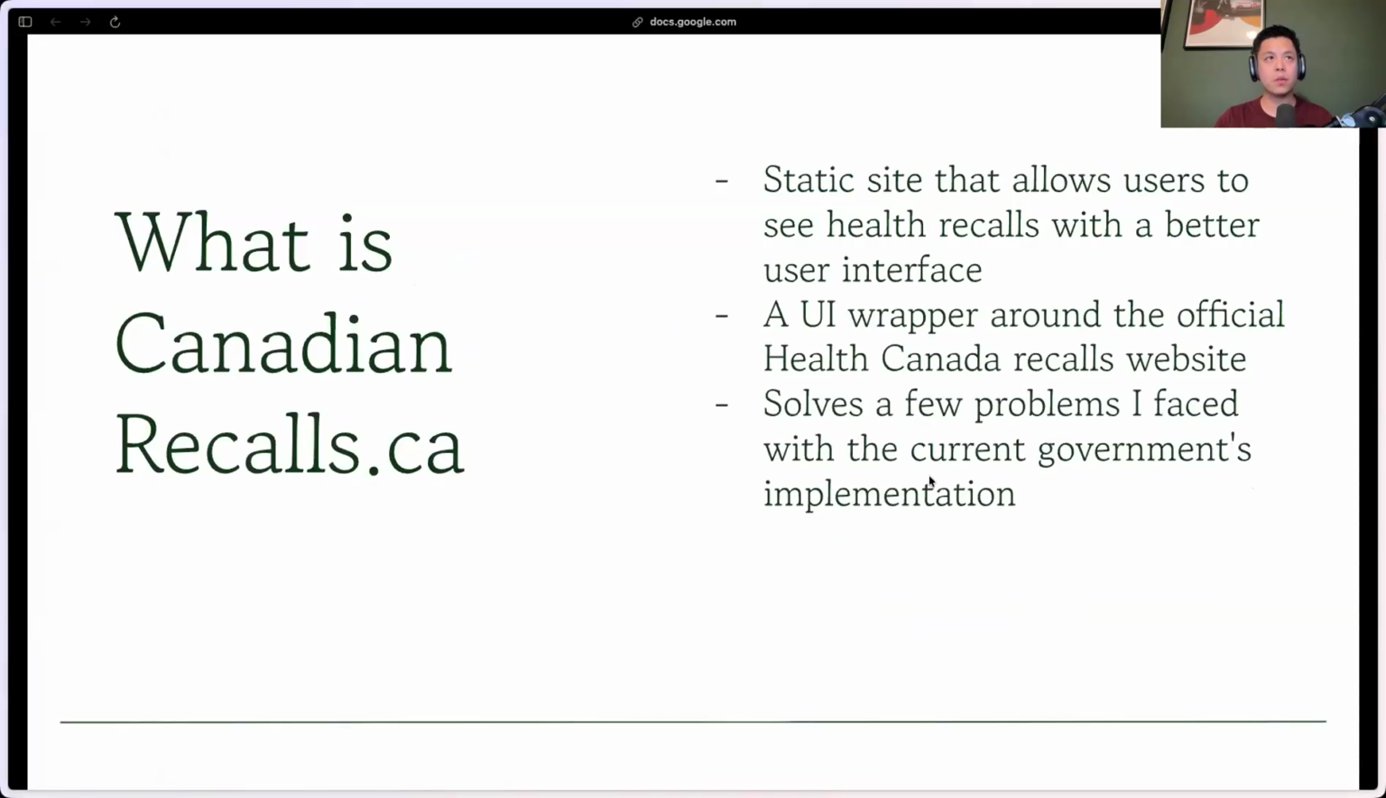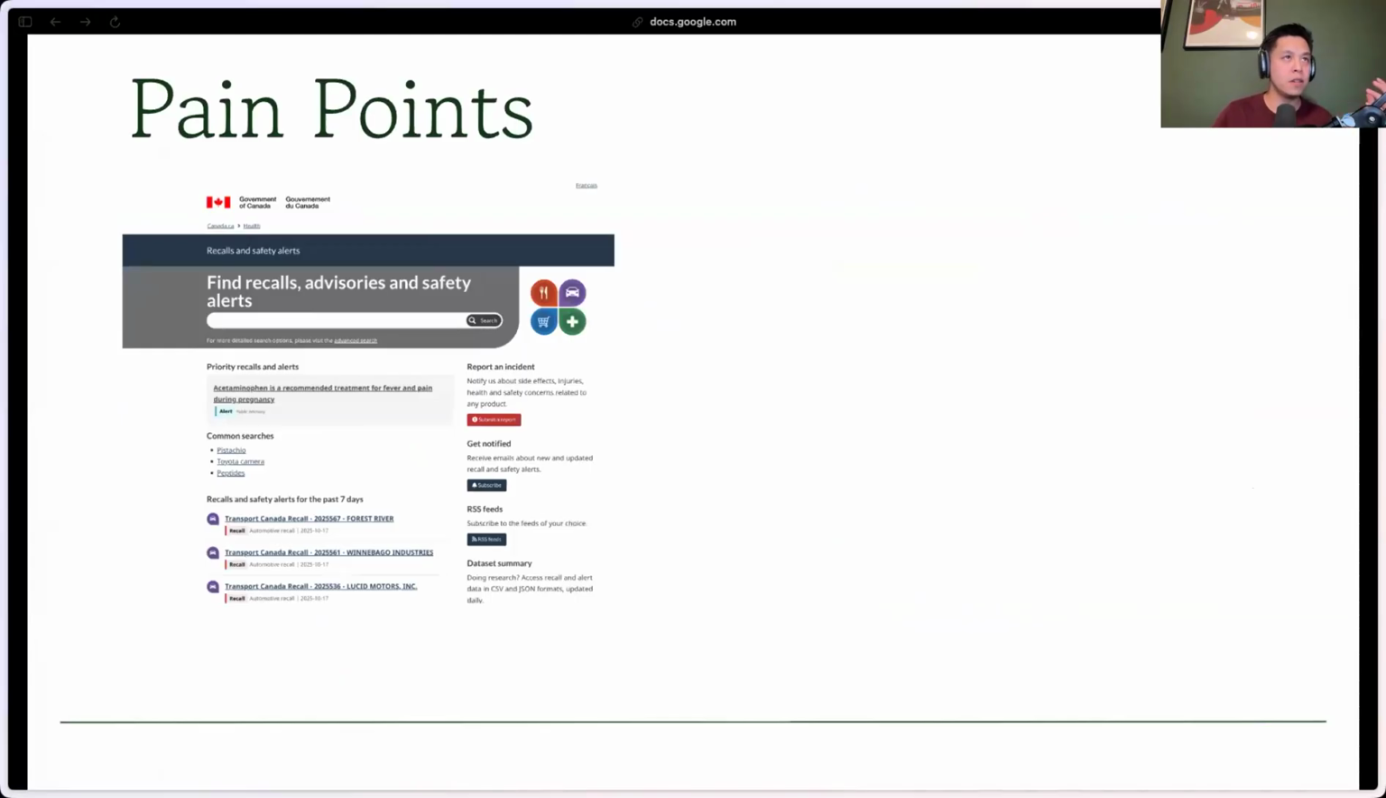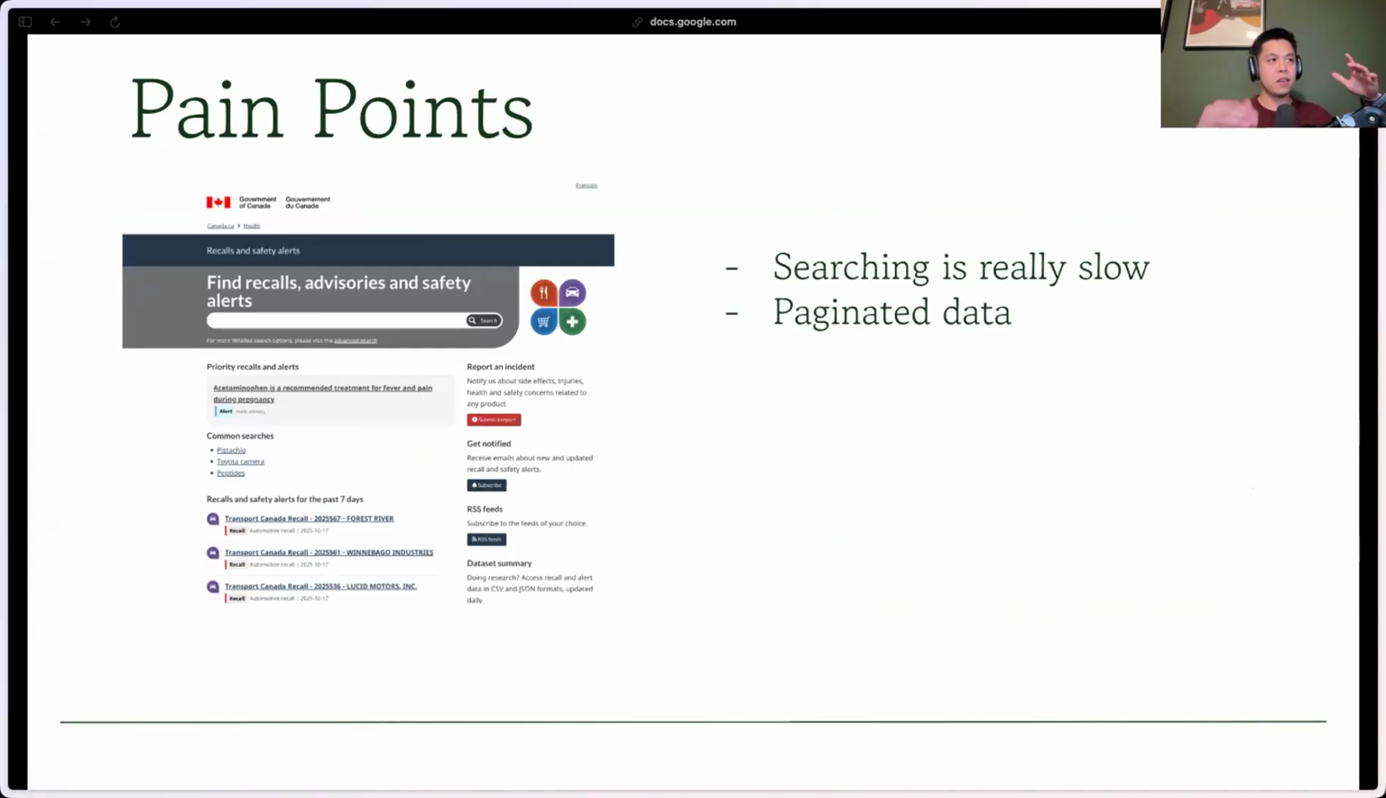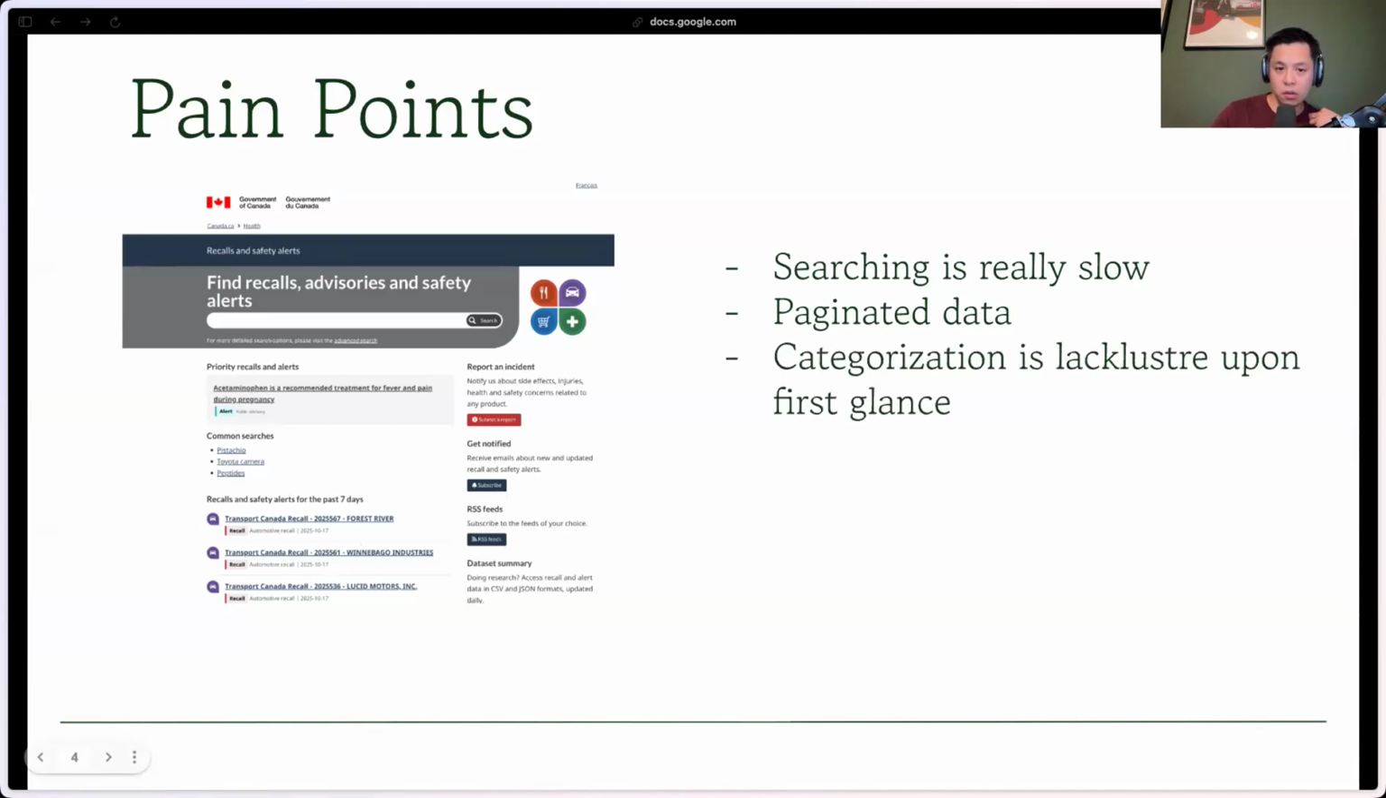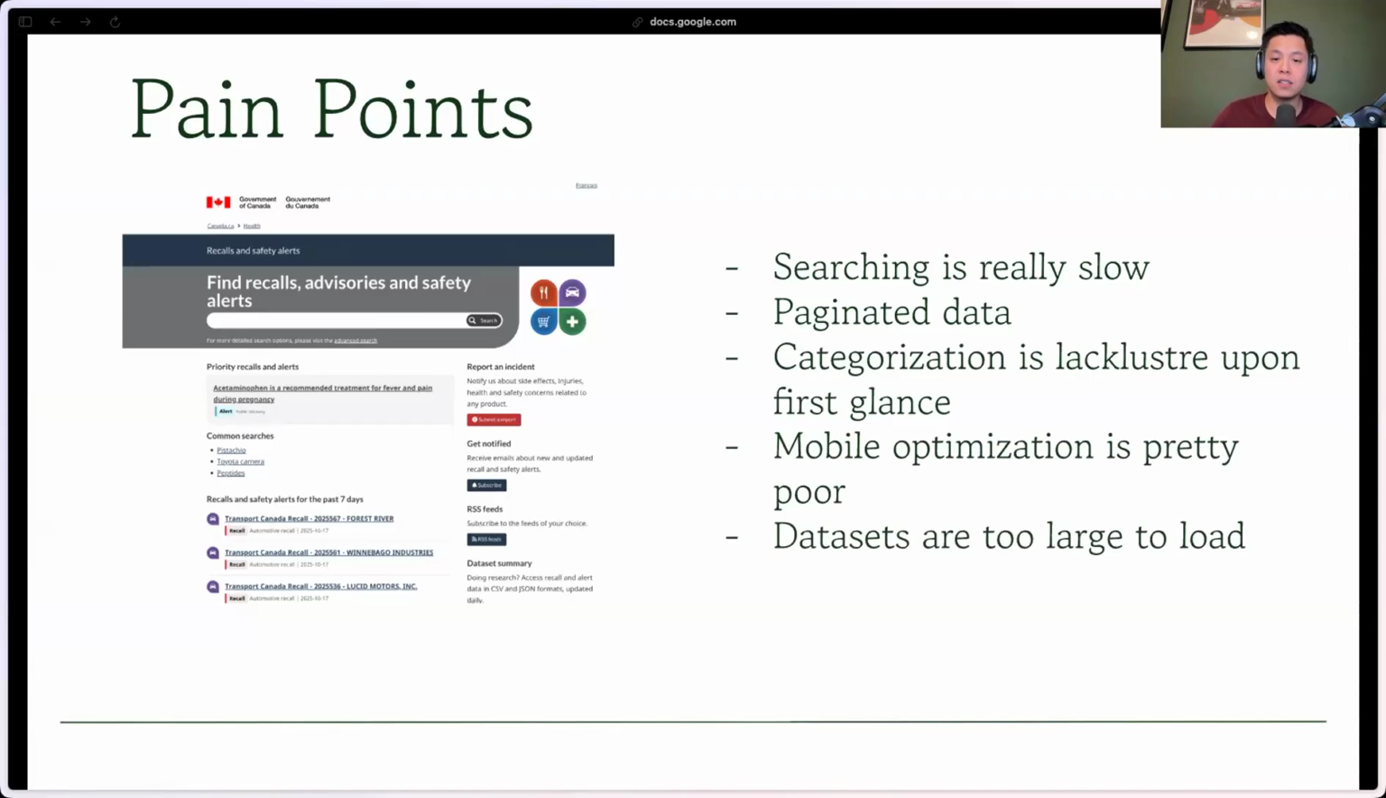So let's review the pain points that I just demonstrated. Again, it's a plain website, no categorization. The search is really slow, and there's a lot of paginated data, which is fine, but you have to click through quite a few pages to see the information from the last 7 days. Like, oh, there's a lot of transport data, but I just want to see food, for example. So not really intuitive. The categorization is a bit lackluster at first glance, so when you land on that page, you can't really filter anything right out of the gate. The mobile optimization is pretty poor. It's not the greatest. And like I mentioned, the data set is really, really large.